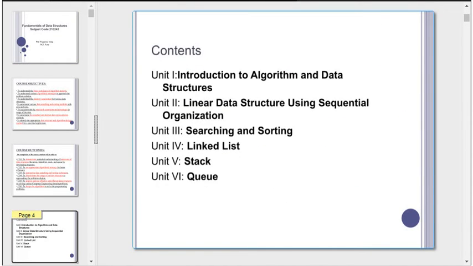As you know, every subject has 6 units. In this subject also we have a total of 6 units. The first unit is Introduction to the Algorithm and Data Structures.